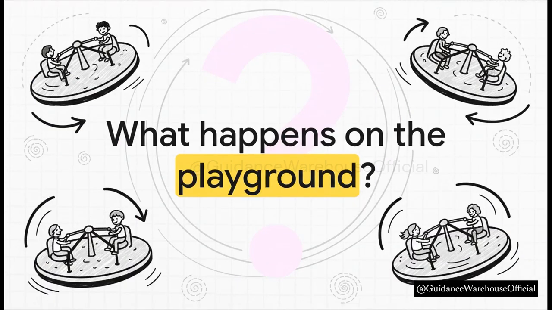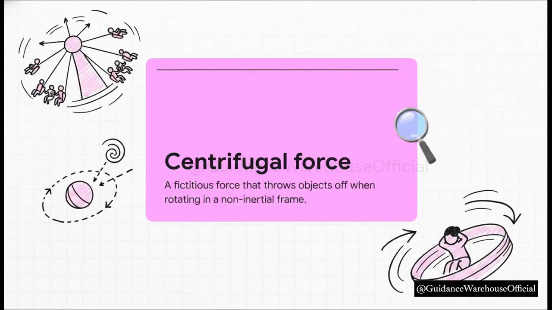Let's take a mental ride on a rapidly spinning merry-go-round. Imagine you're holding onto the bars, spinning faster and faster. You know that exact same type of outward pull, right? That feeling of being thrown outward is known as centrifugal force. It's defined as a fictitious force that tends to throw an object off when it's rotating in a non-inertial frame.